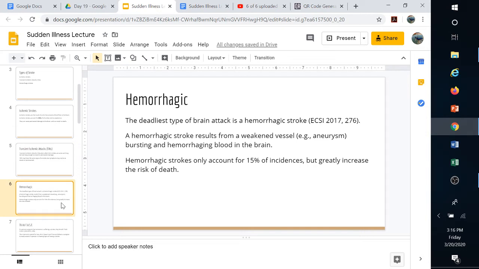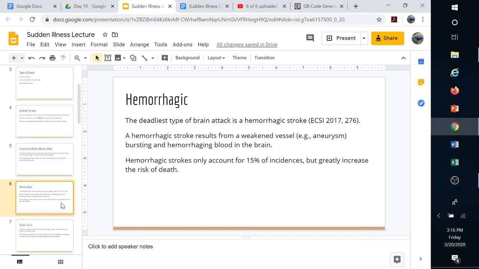Hemorrhagic stroke, smaller percentage of the cases, but greatest risk for death, because you're having an artery that ruptures, and it's not going to heal back on its own. And you can lose a large amount of blood in a short period of time in the cranial cavity. You're not dying of shock. You're dying of lack of oxygen to that area of the brain.